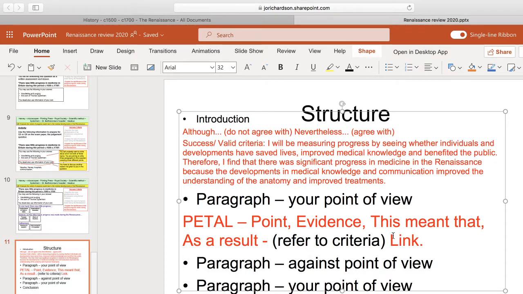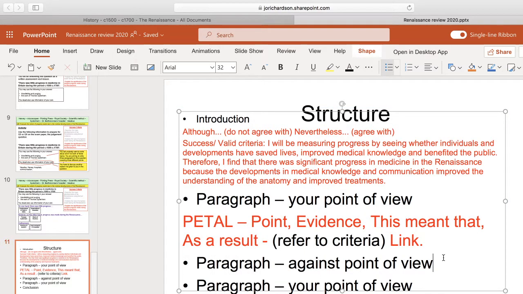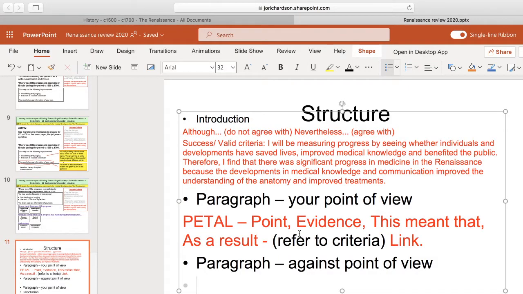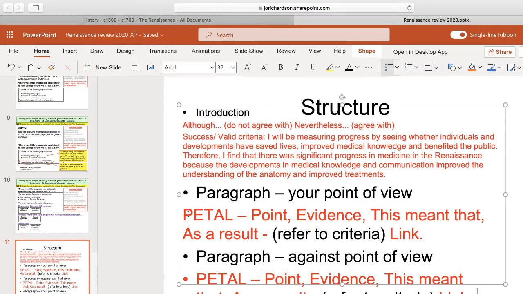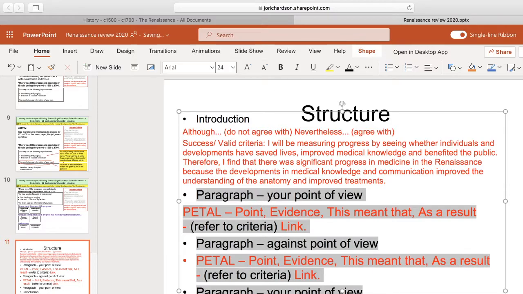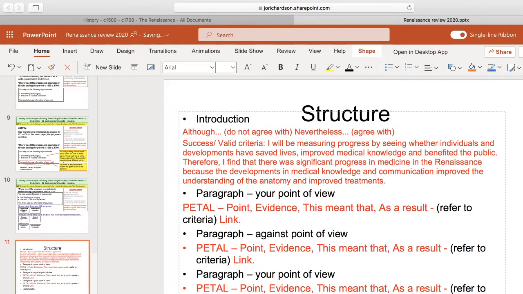So make sure you are using PETAL for your structure, and if you want the top marks, you need to refer back to that criteria. So that is for all of these points here. Like I said, I'm not going to go for each one, just really making sure that you are giving both sides of both views, otherwise you are capped as well.